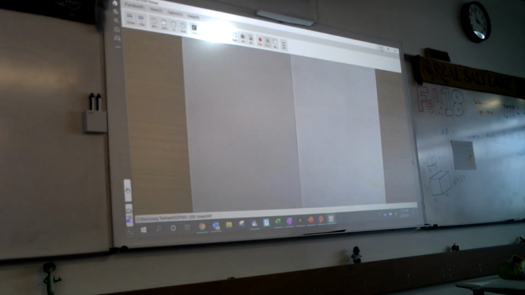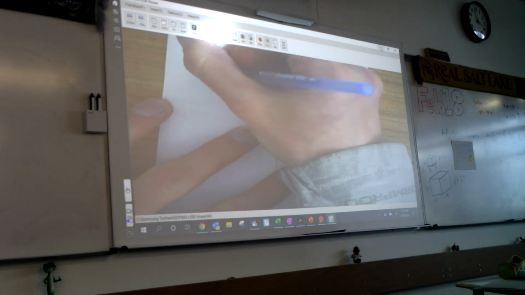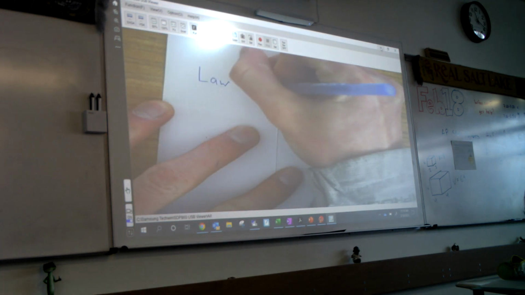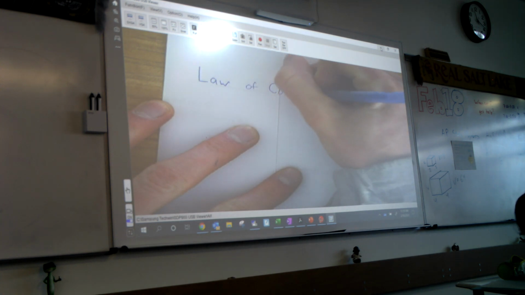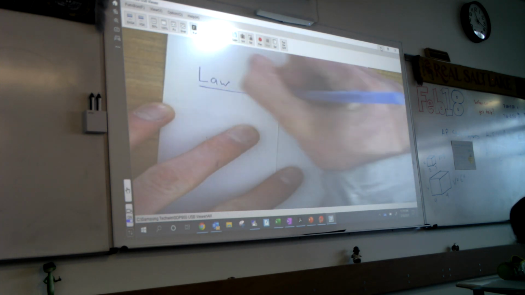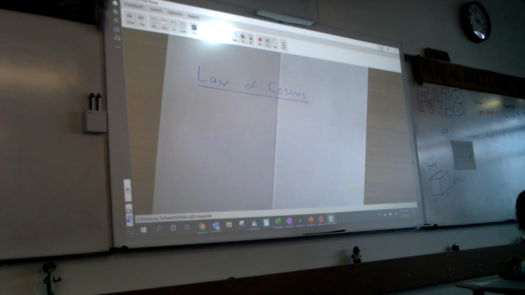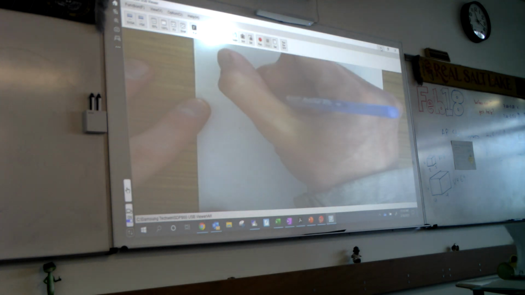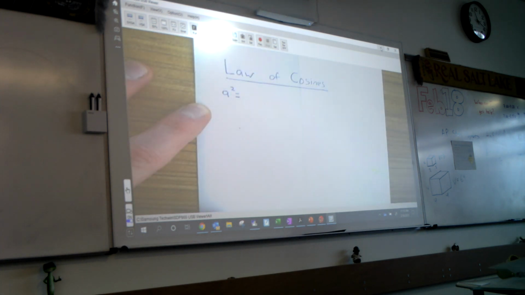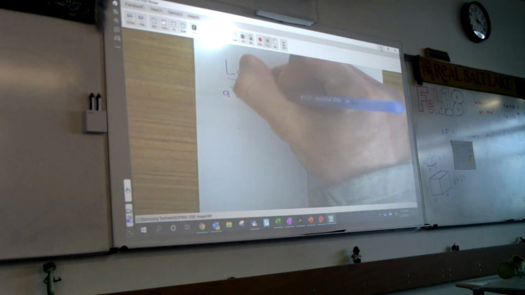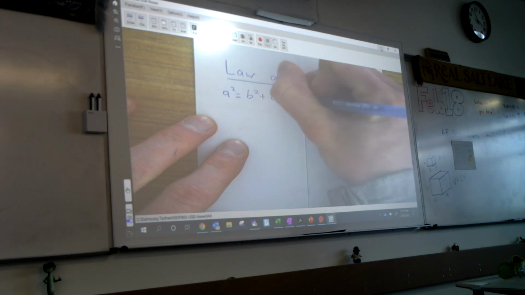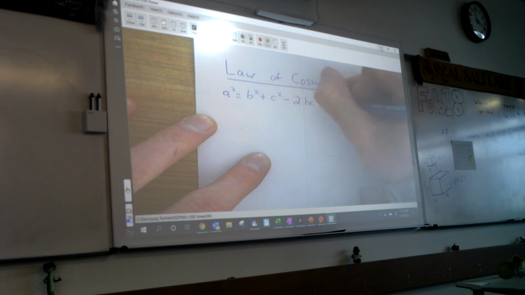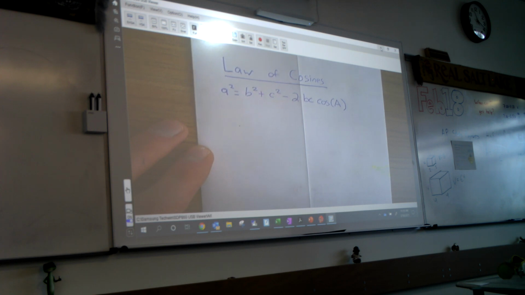Alright guys, let's switch over to Law of Cosines. On the back of our notes, under Law of Sines, we're going to put Law of Cosines, which is what we did last time, so we should be more familiar with this. Now we could write this three ways. If we start with a squared, what is a squared equal to? b squared plus c squared minus 2bc times the cosine of A. Okay, that's one way I could write it.